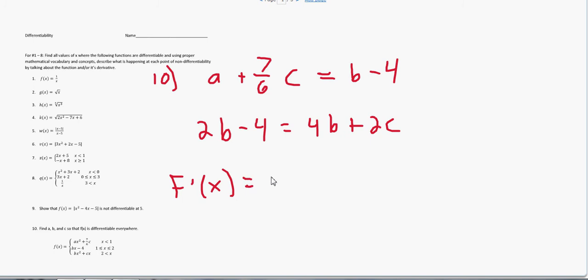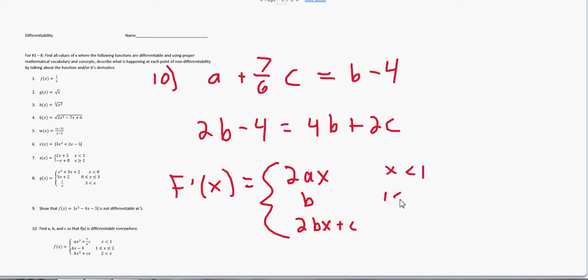f prime of x is going to be 2ax plus 0, because c is some number. c is a constant, a is some constant, so that's the derivative. This is going to be b, and when you differentiate this bottom part, you're going to get 2bx plus c. And this happens at less than 1, between 1 and 2, and greater than 2. Now we need the derivative pieces to meet each other so that we know that the slopes are the same from the left and the right.